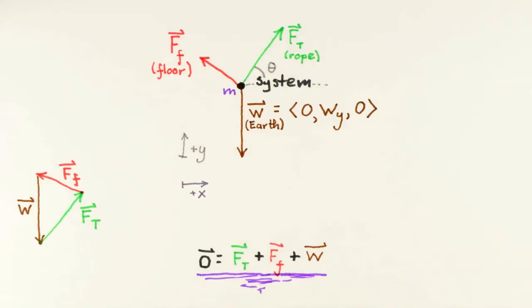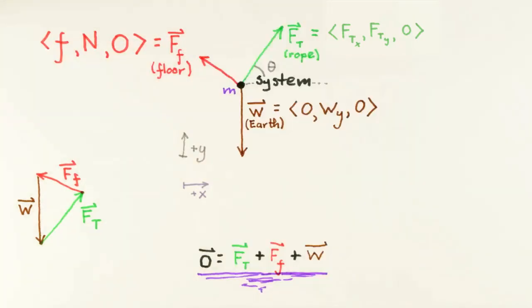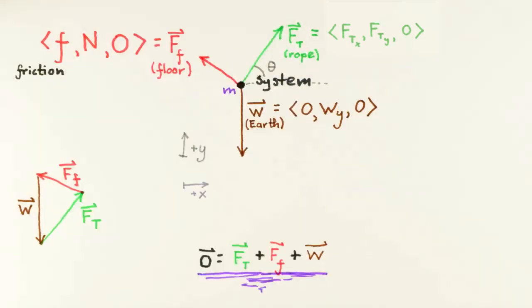From the diagram, we see that the tension force will have non-zero x and y components, so let's represent the tension force like this. Similarly, the floor contact force has non-zero x and y components. Let's represent the floor force like this, where F is the component parallel to the floor. This is the friction. And N is the component perpendicular to the floor. This is the normal force.